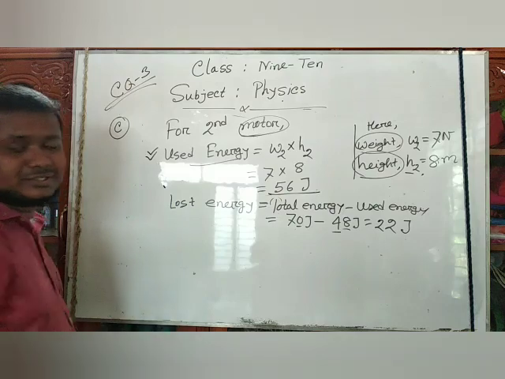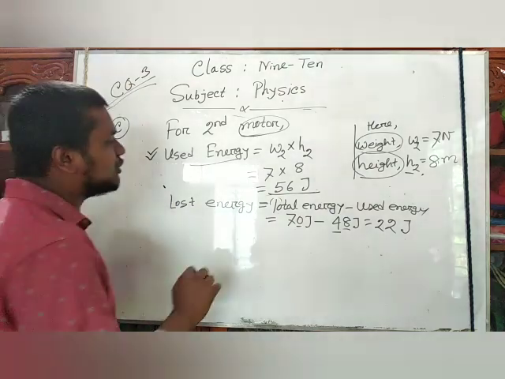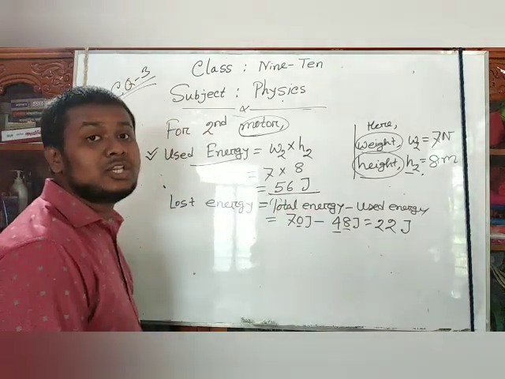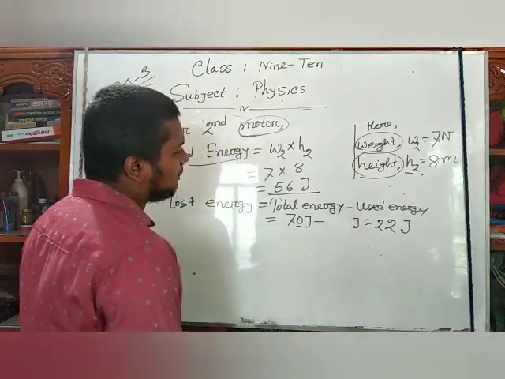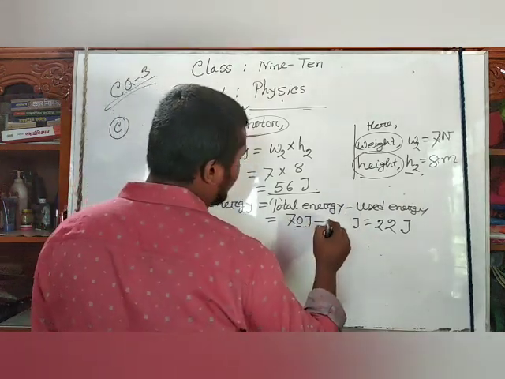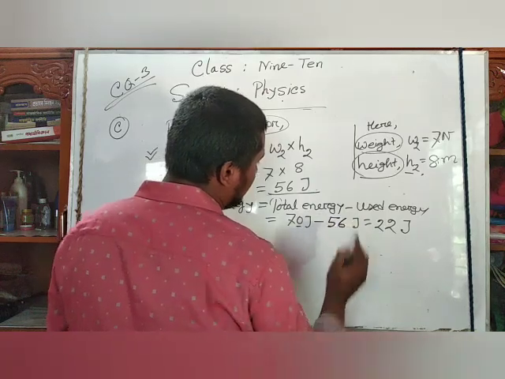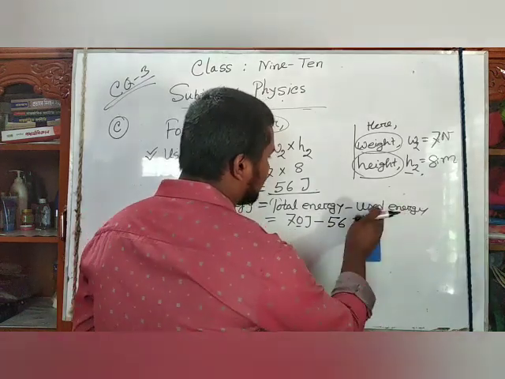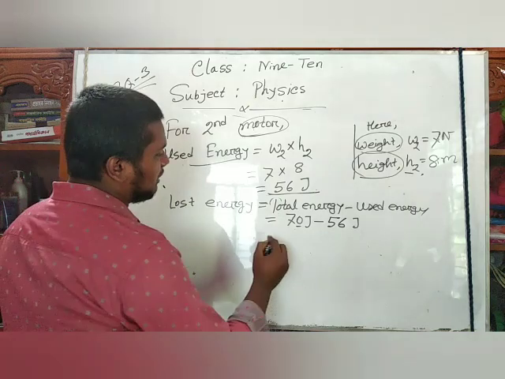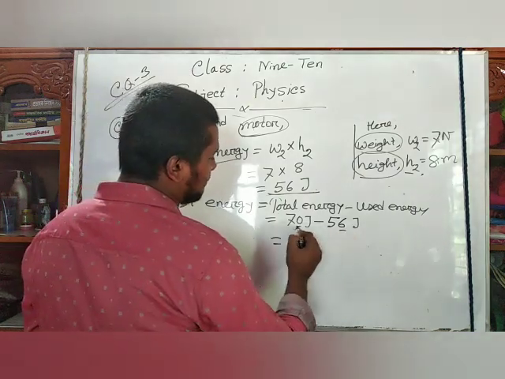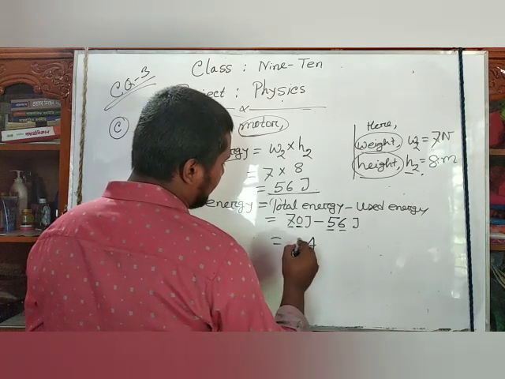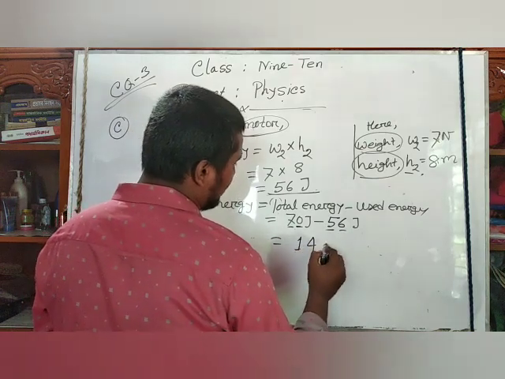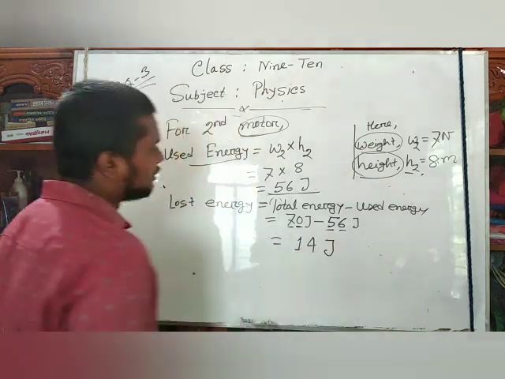Now the lost energy. So you know that the lost energy equals total energy minus used energy. So if we input the value of used energy 56, then what do we see? We see that the value of the lost energy is 70 minus 56, that means 14. So we get the result of lost energy.